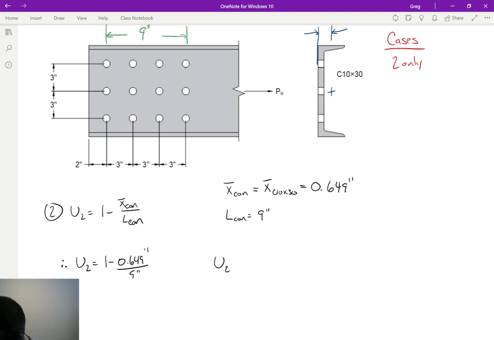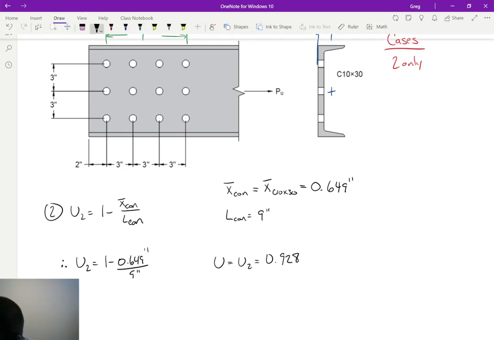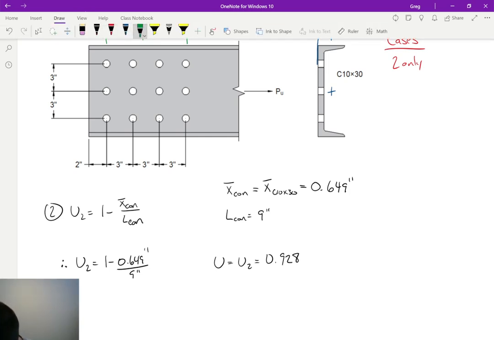So what we'll do is we'll just say U equals U2, which equals, and I didn't have this one computed, so we'll do this right here, 0.928. And so there you go.